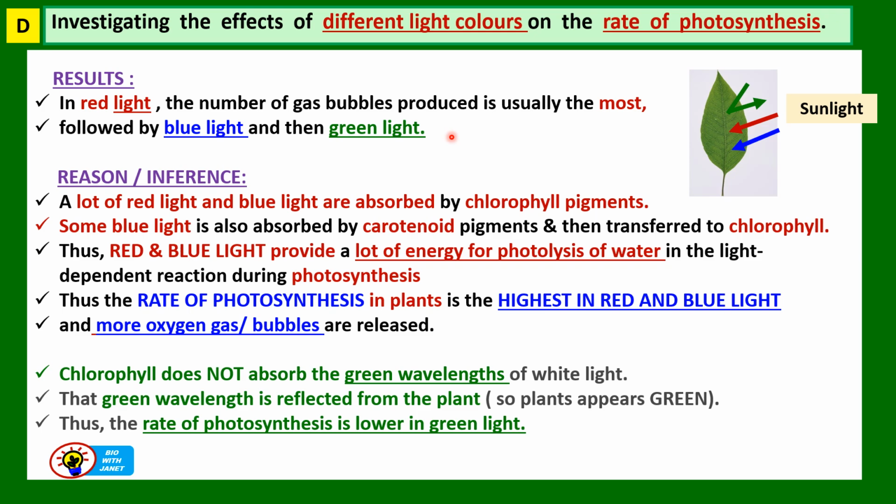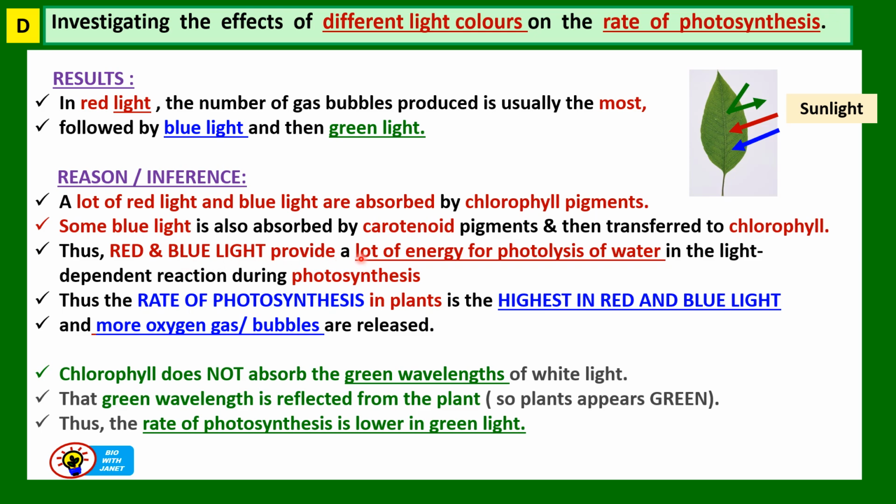You are counting the gas bubbles released from the Hydrilla plant. The reason or inference is that a lot of the red light and blue light is absorbed by the chlorophyll pigments, so they can be used. The energy from red and blue light can be used for photosynthesis. Now, some blue light is also absorbed by carotenoid pigments and transferred to chlorophyll. This is just an extra point.